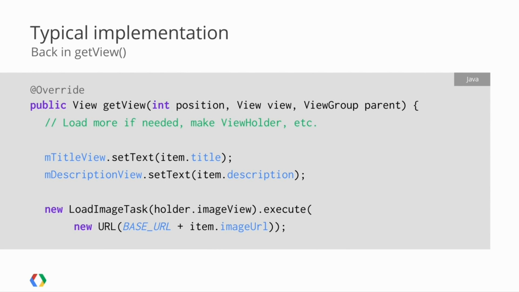OK, now we're back in getView with some data. So now we can populate our two text views with the title and description strings. And we now have the image URL, so we can kick that off for loading. And again, if you're familiar with this, you typically use an async task or something like that.